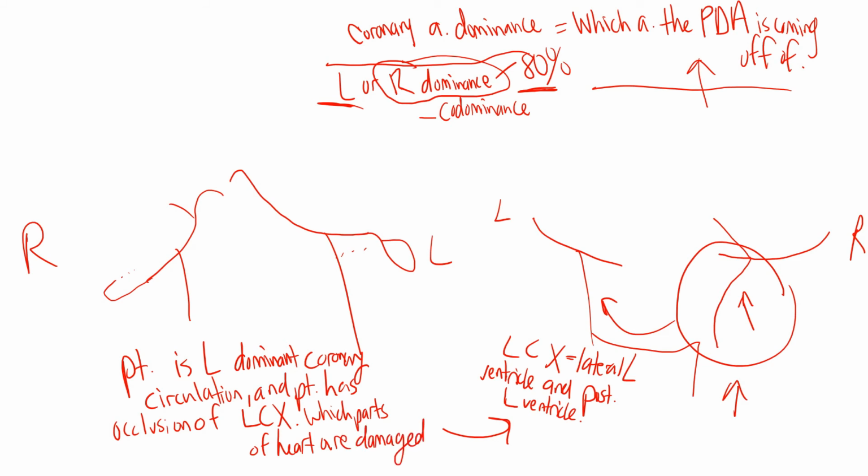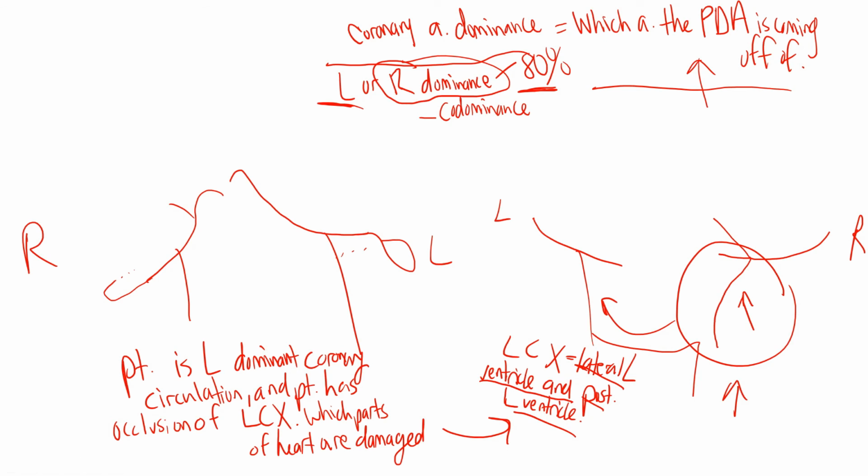Now, if the patient was right dominant for coronary artery dominance, the areas of the heart that would be damaged would be the lateral left ventricle and the posterior left ventricle. But in a patient who's left dominant, it would be the lateral left ventricle and the posterior ventricle, just like it always is. But remember, there's an extra branch coming off of the left circumflex in a left dominant patient, and that is the posterior descending artery. So what does that area supply? Remember, I said that area supplies the posterior septum as well. And they would probably put both of them.